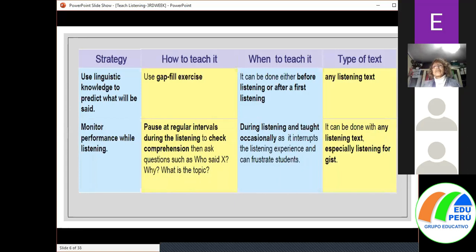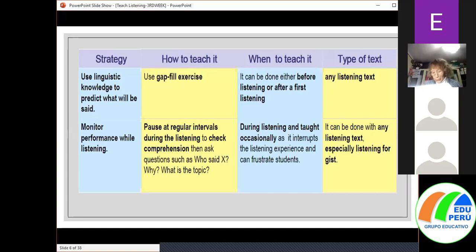Monitor performance while listening. Notice, monitor performance while listening. So how to teach it? Pause at regular intervals during the listening to check comprehension. Then ask questions such as, who said, why, what is the topic? So notice here, the teacher is going to monitor how well they are comprehending the test.